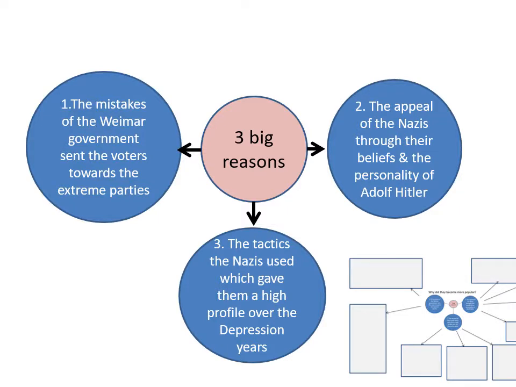Historians have identified three big reasons or factors that explain why the Nazis became a much more popular party in Germany after 1929. Number one, the mistakes of the Weimar government sent the voters towards the extreme parties, and the Nazis benefit greatly from this. Number two, the appeal of the Nazis through their beliefs and the personality of their leader, Adolf Hitler. And finally, number three, the tactics the Nazis used, which gave them a huge profile over the Depression years. We're going to examine each of these in turn.